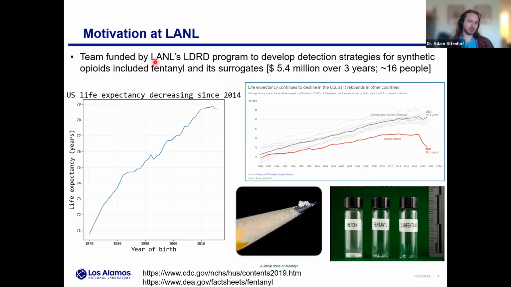I was funded by this team at LANL to try to answer this question: can we use something like magnetic resonance to develop some detection tools, something like a package scanner, to try to stop the spread of fentanyl into this country? The lab has made a very serious investment, well over $5 million over 3 years, with a lot of people involved. The reason is just the severity of the problem.